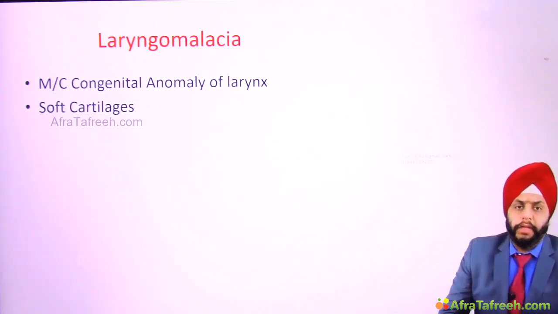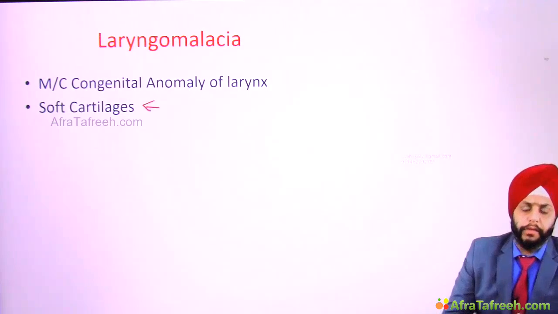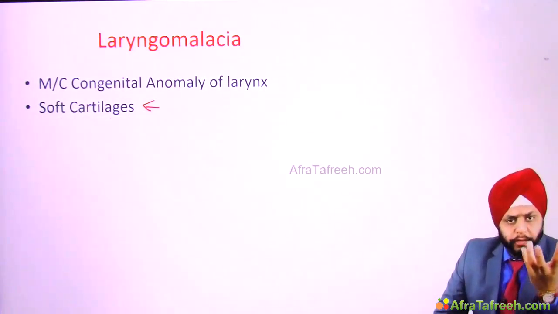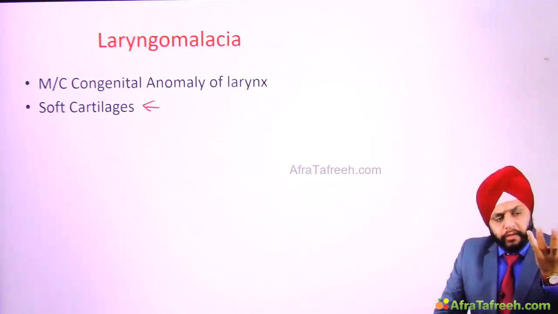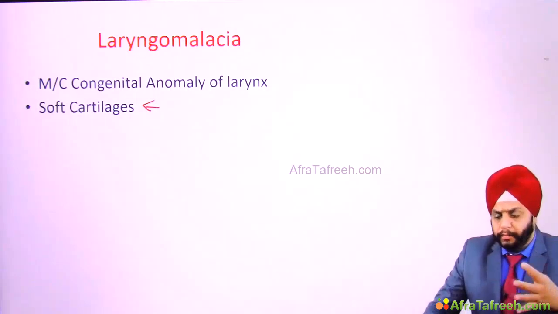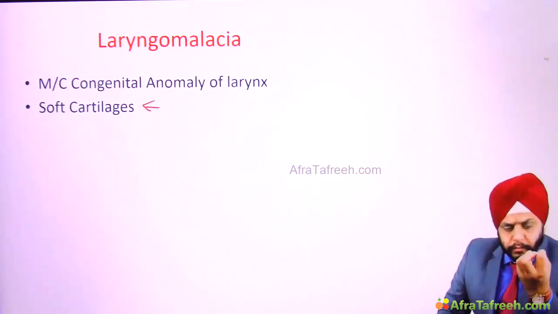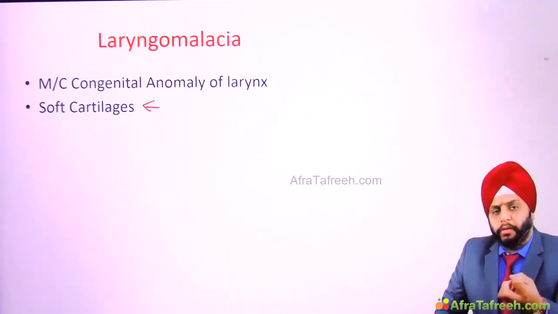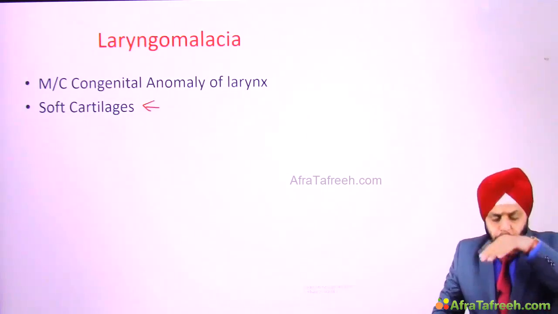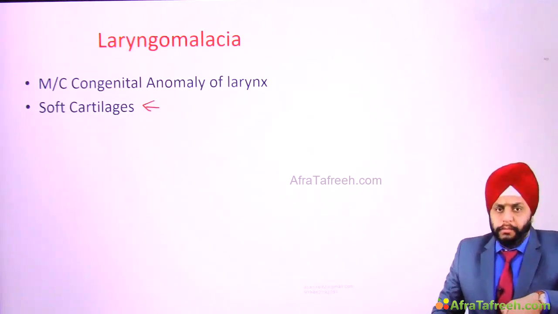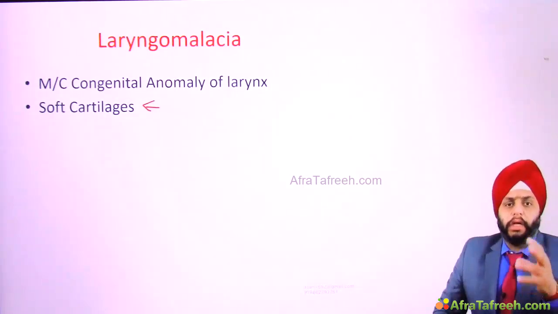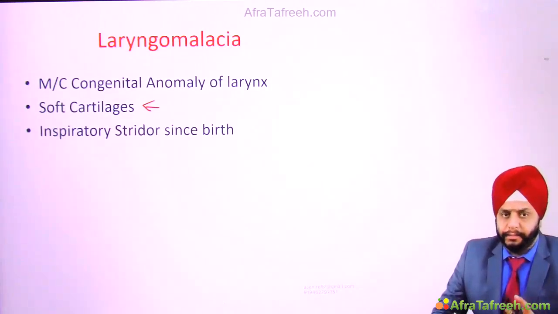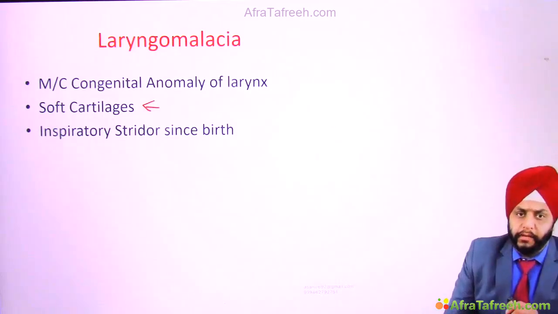And we know that these cartilages of the larynx are soft. So these cartilages, especially the epiglottis, a very free cartilage, and the other cartilages, collapse inside. When they collapse inside, the airway becomes narrow. Now the airflow, which was a laminar airflow, becomes a turbulent airflow. That turbulent airflow creates a sound, a noise. We call that noise stridor.